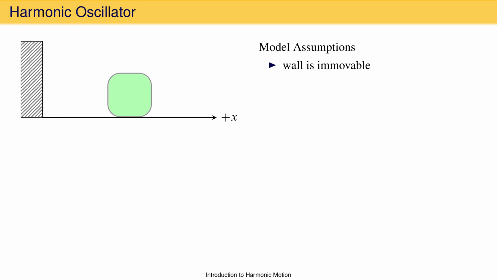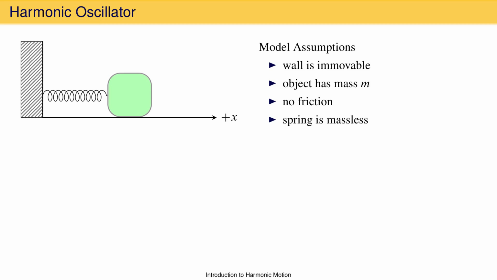On the floor, we place an object, and it will have a mass m. We will assume there is no friction between the mass and the floor, allowing the mass to move freely in the x direction if a force is applied. We then attach that mass to the wall with a spring. This spring will be assumed to be massless so that we don't have to account for it anywhere in our mathematical equations we'll eventually set up to describe this system. Furthermore, we will assume there is no gravity.